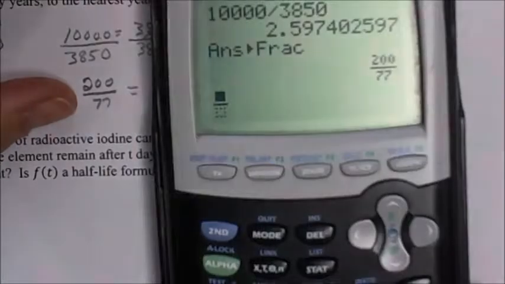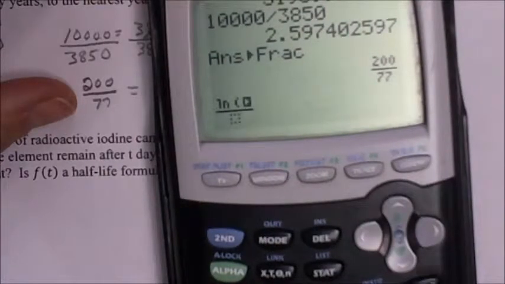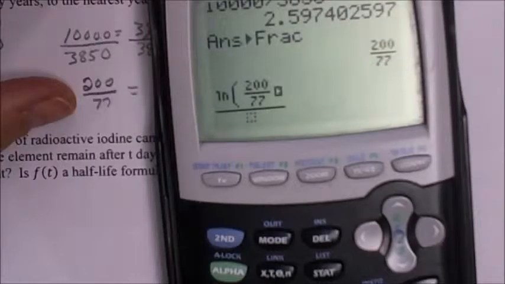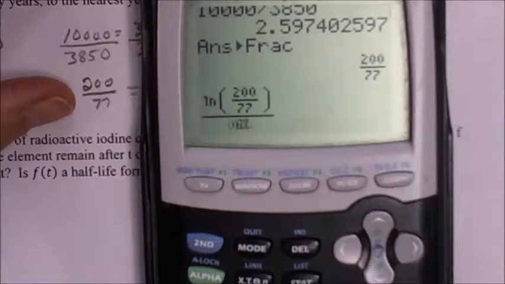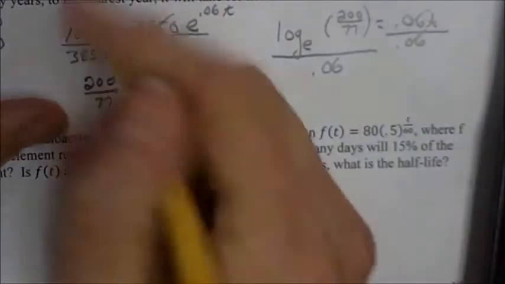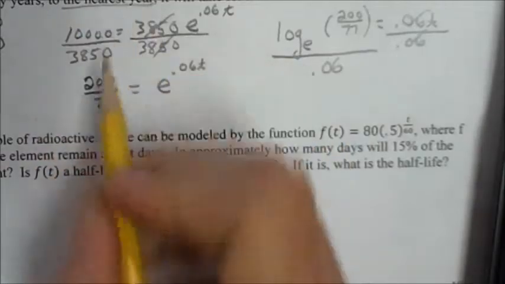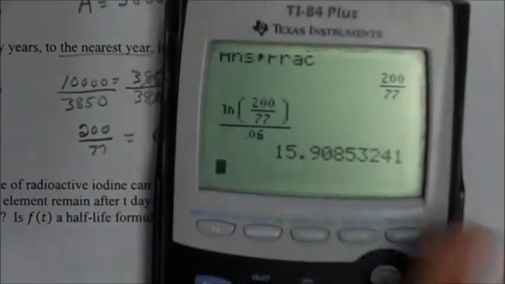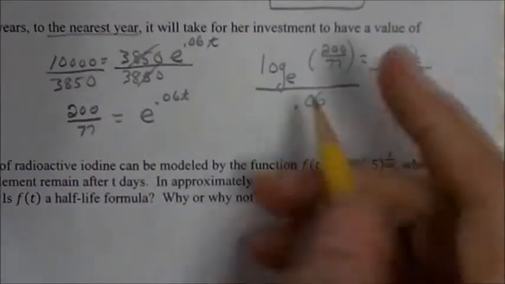Still going to use my fraction. So this is the ln of, I'm going to go up and grab the 200 over 77 divided by 0.06. And it looks like it's 15.908 years, and it says to the nearest year, rounded. So that would be 16 years approximately.